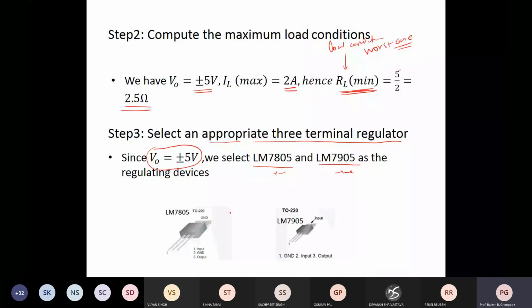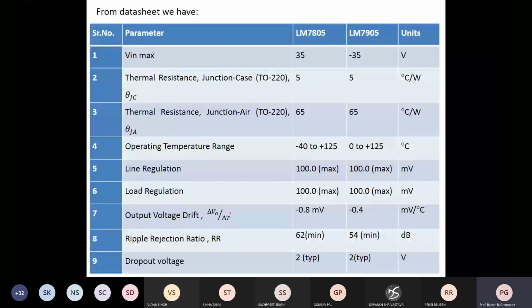And now the time has come for us to download the data sheet of these devices. From the data sheet, I've made a table over here. This is a very important table. These are the important parameters which you have to watch out for. For 7805, 7905, the very first important thing is the V in maximum. It is nothing but the rating. What is the maximum input that I can apply at the input to this 7805 or 7905? In case of 7805, it is 35. Here it is minus 35.